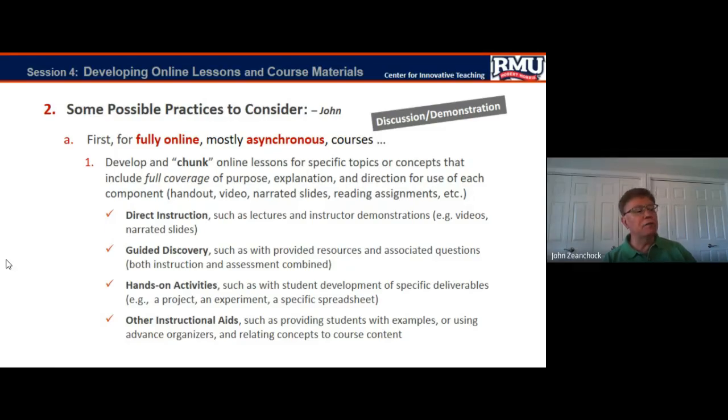And then other instructional aids, like, for example, in your face-to-face, if you use student examples or previous student assignments to show or demonstrate to students, you can still do that in asynchronous online. Or if you're using advanced organizers, you still want to consider using those in online, or any other types of ways of relating content to students. You want to think about ways to replicate that. So let's look at each one of those separately.